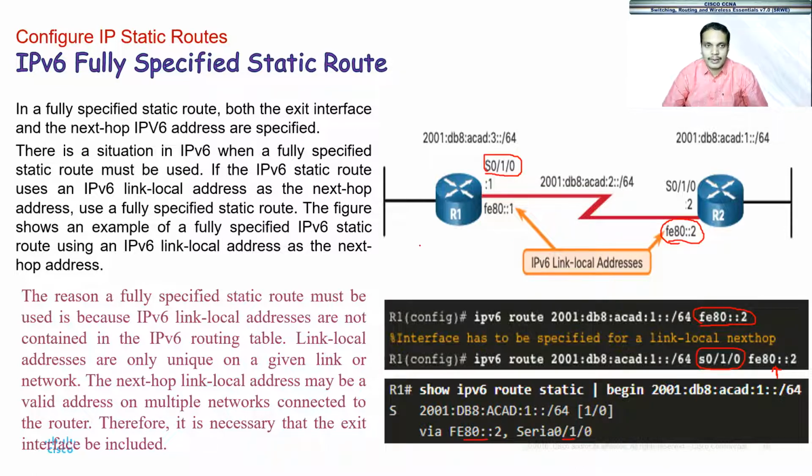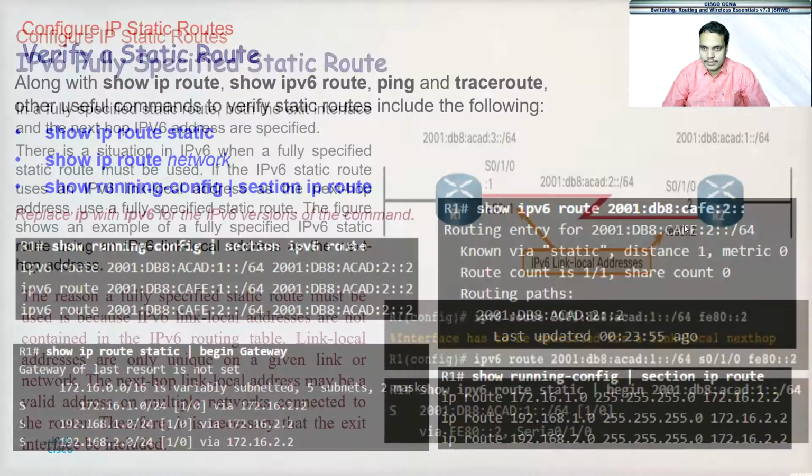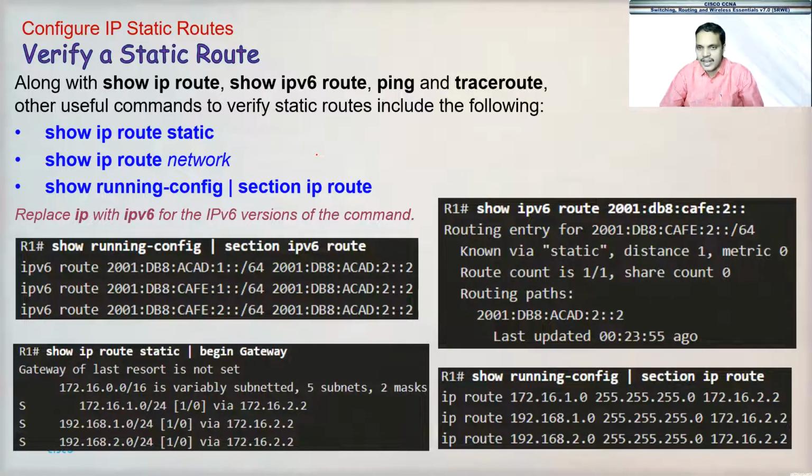Thus, it does not make a big deal on IPv4, because in IPv4 you can use both. You need to use the exit interface, as well as, for a fully specified static route, the exit interface as well as the next hop's IP address. How do you verify static routes? Once again, there are a lot of show commands. I've given you some examples over here.